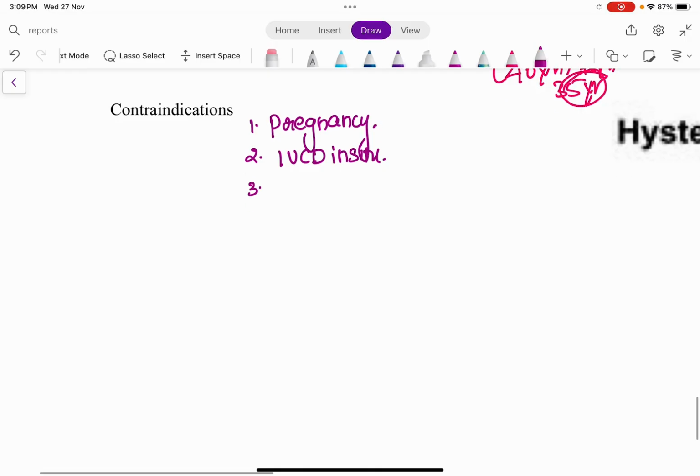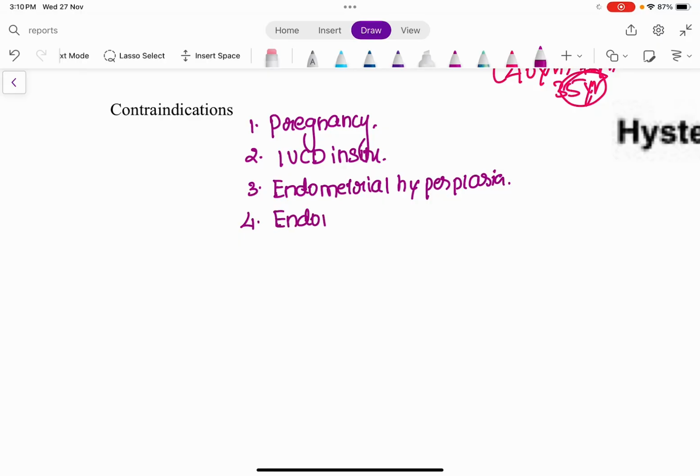Apart from that, if you suspect any kind of endometrial hyperplasia, which is the hyperproliferation of the uterine endometrium, where there is proliferation of the uterine glands, called hyperplasia of the uterine endometrium, there could be a chance of atypical nuclear features being present. In that case, where there is endometrial hyperplasia, you cannot do this procedure. And in patients with endometrial cancers, you cannot do this procedure.